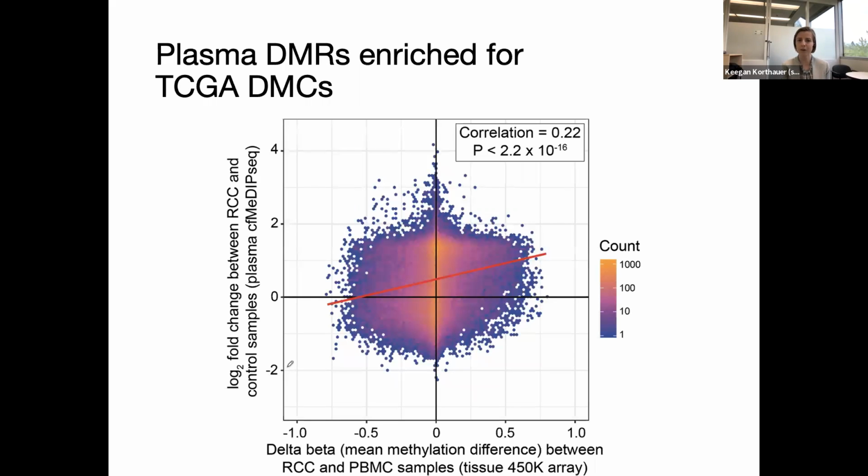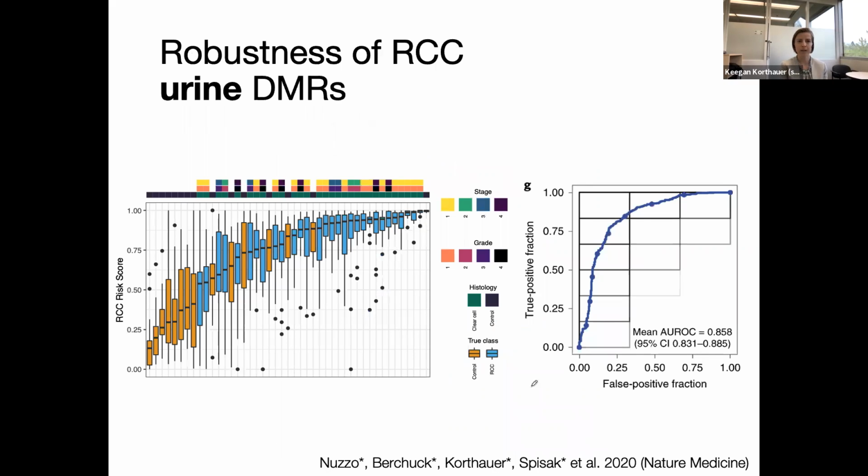And do these have any functional biological meaning? So we can overlay these with DMRs we find from separate independent data, not from cell-free, but from actual tissue in a consortium cohort, the Cancer Genome Atlas. And we see that there's a weak but positive correlation between the DMRs that we identify as predictive and those that have differences between RCC and control in actual tissue samples. So there's some hint that what we're picking up on might be relevant biologically.